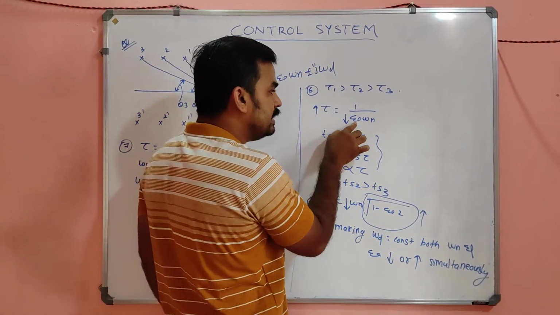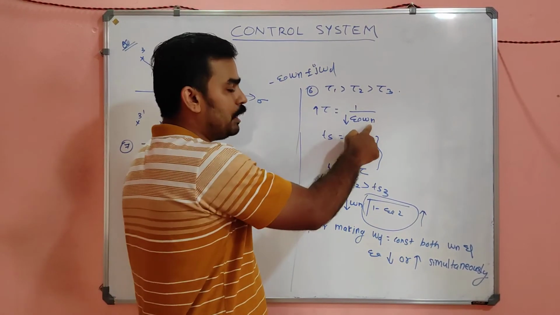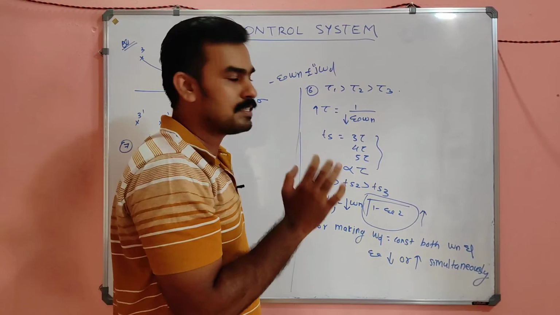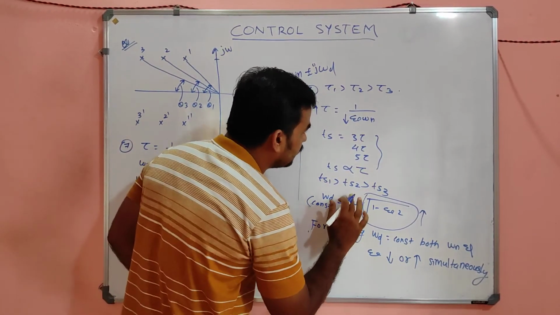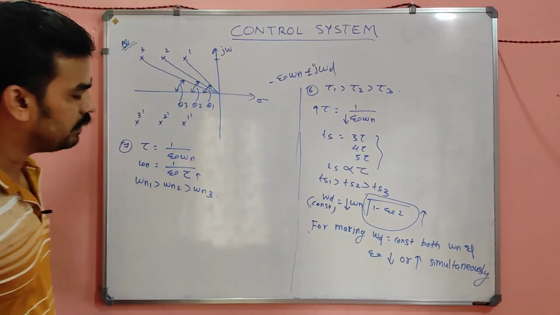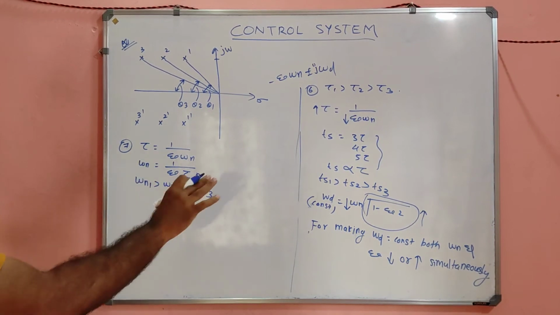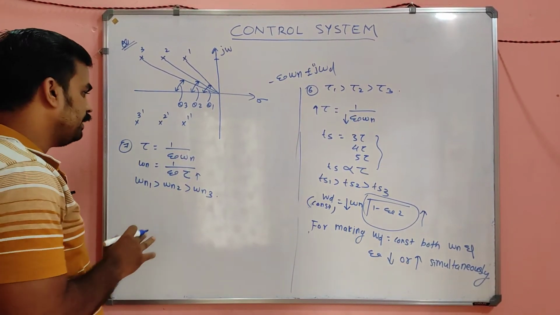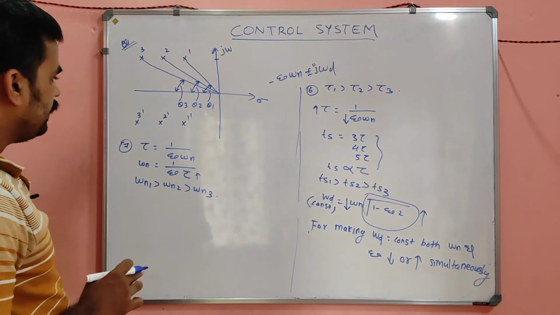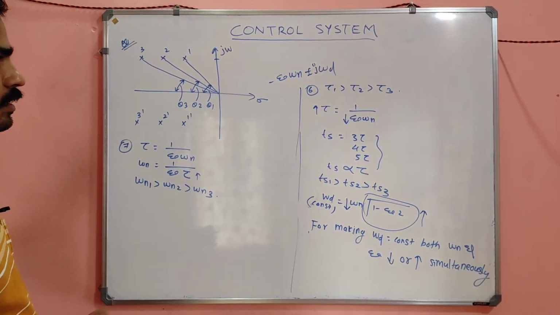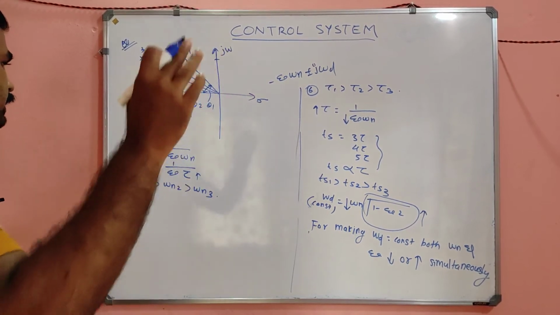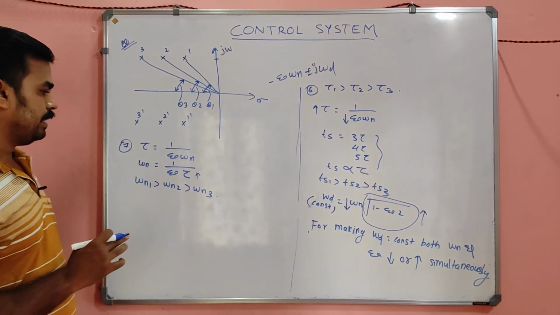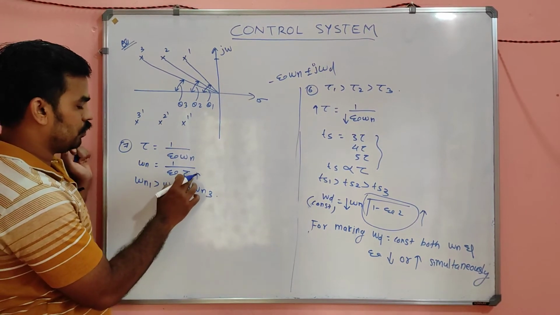Because suppose zeta alone is decreasing and omega n goes on high, then this tau will not make any sense. So this omega n is also decreasing, correct? It will be 1 minus zeta square, correct. But everything is correct. So this term, omega n, should be decreasing, goes on decreasing. So maximum tau, omega n goes on decreasing, so tau will be increasing.